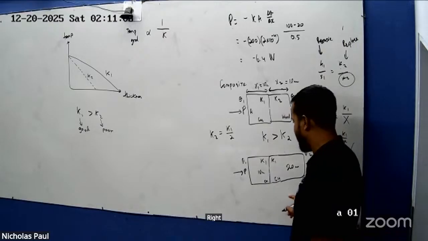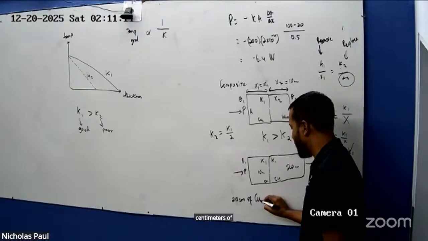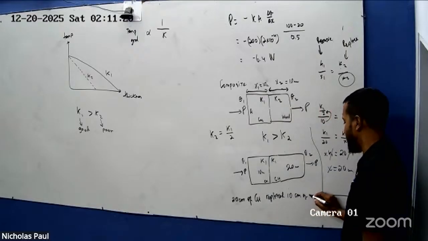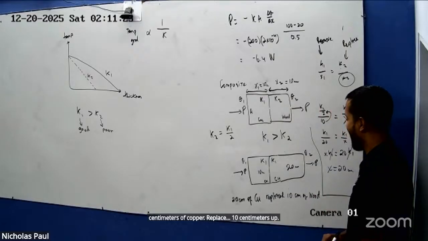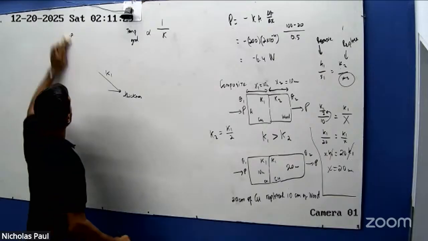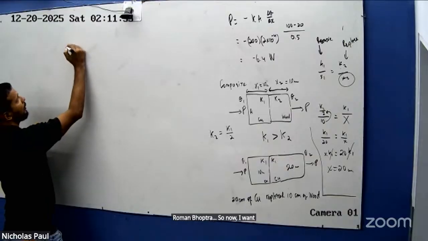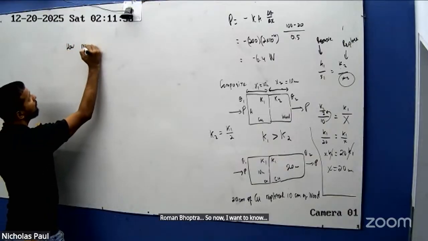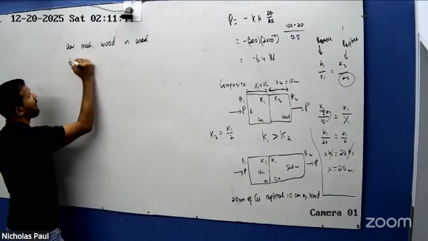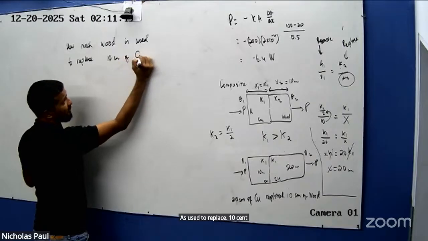Right? So in this last one here, we said that 20 centimeters of copper replace 10 centimeters of wood. So now I want to know how much wood is used to replace 10 centimeters of copper.